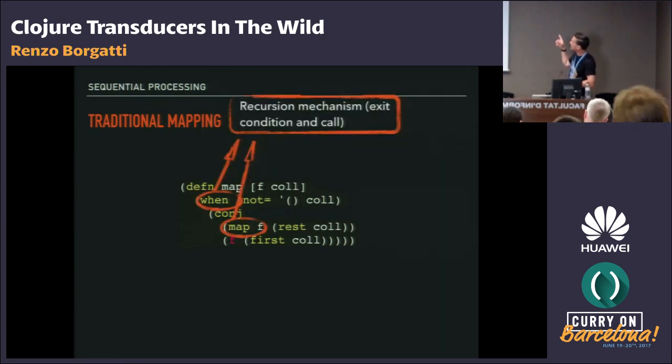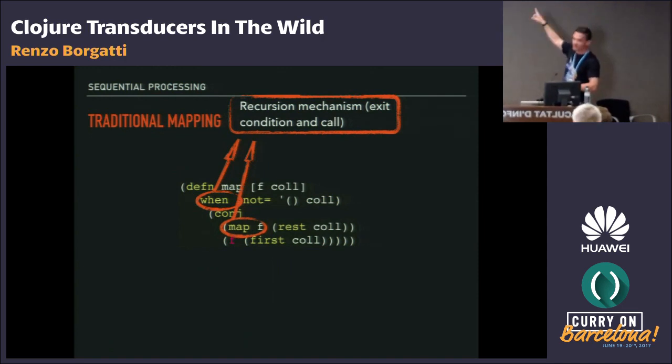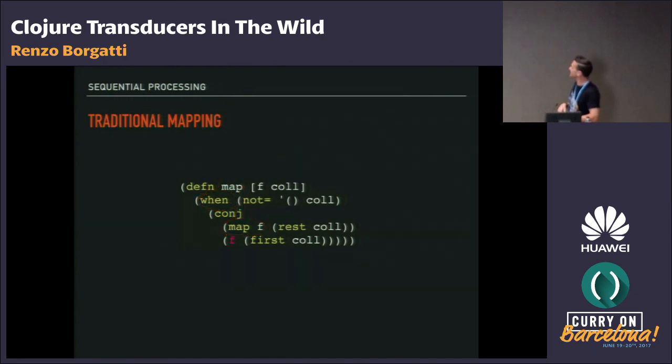Then we have the recursion mechanism. We have an exit condition. When it's not that, recur. If it's that, don't recur, because if not, we go in an infinite loop. And of course, we are invoking ourselves. Map is invoking map again. So it's a very simple case of recursion, but it is fine for the example.